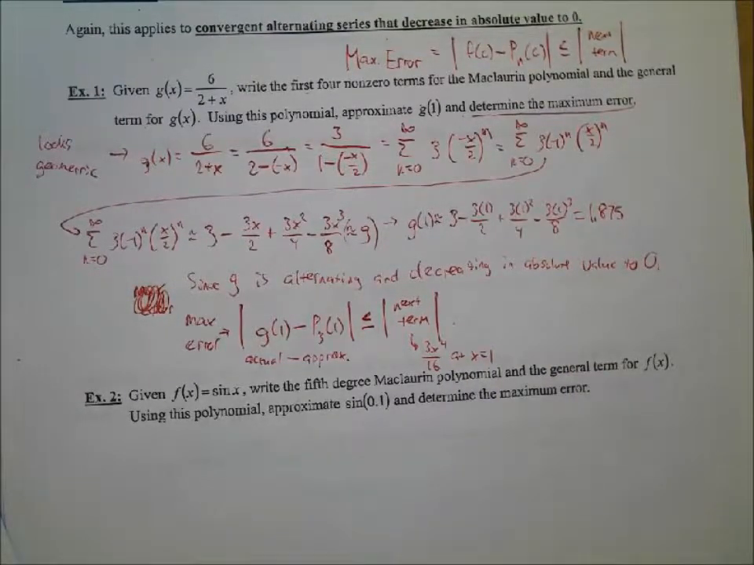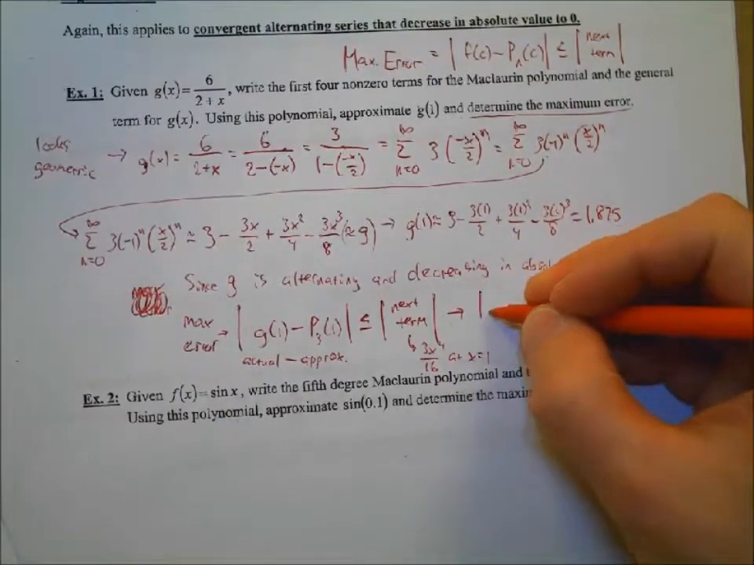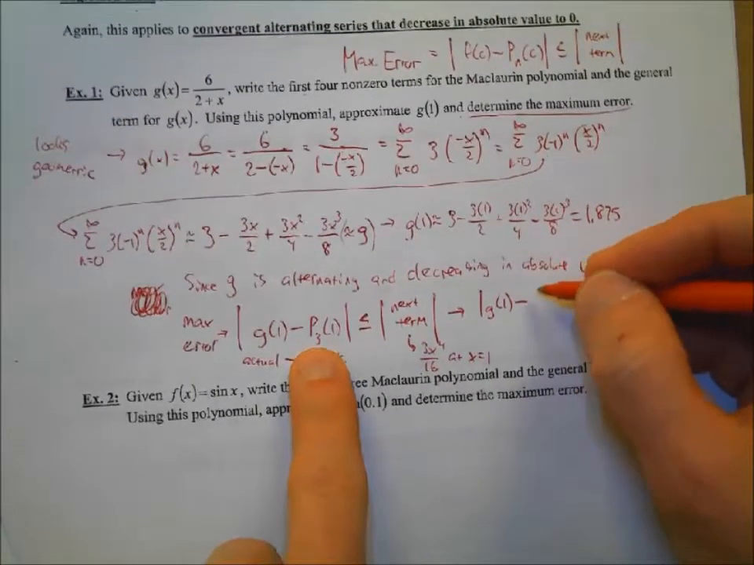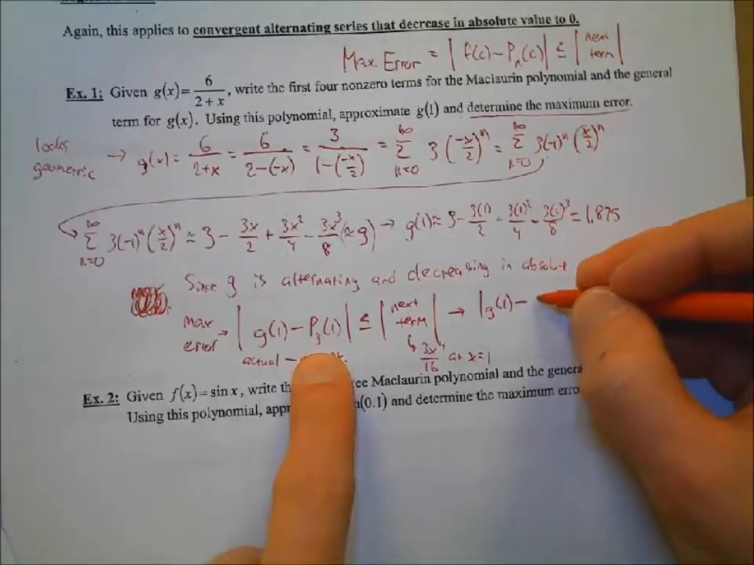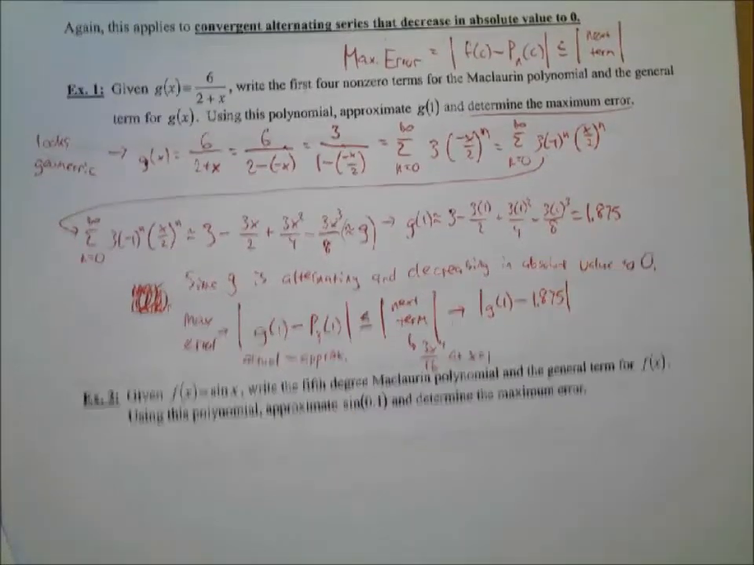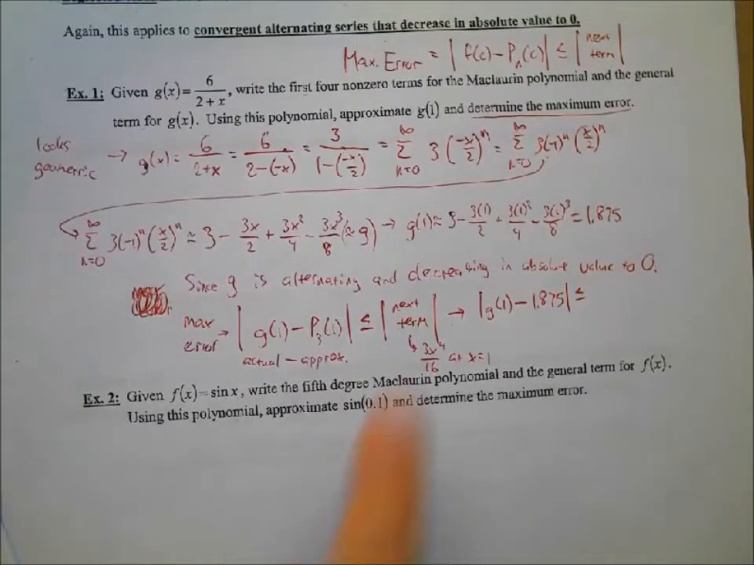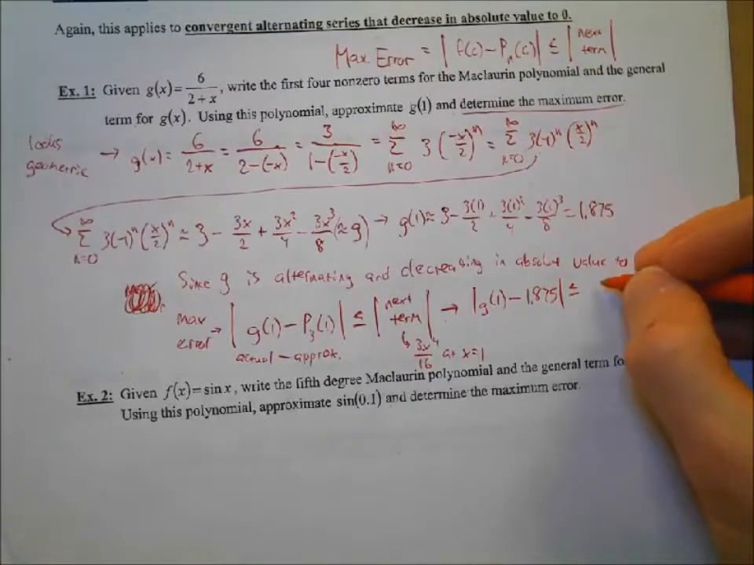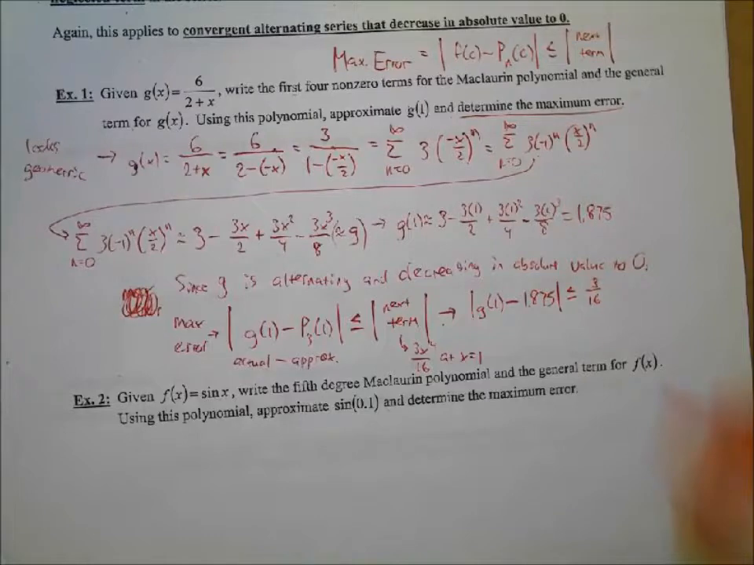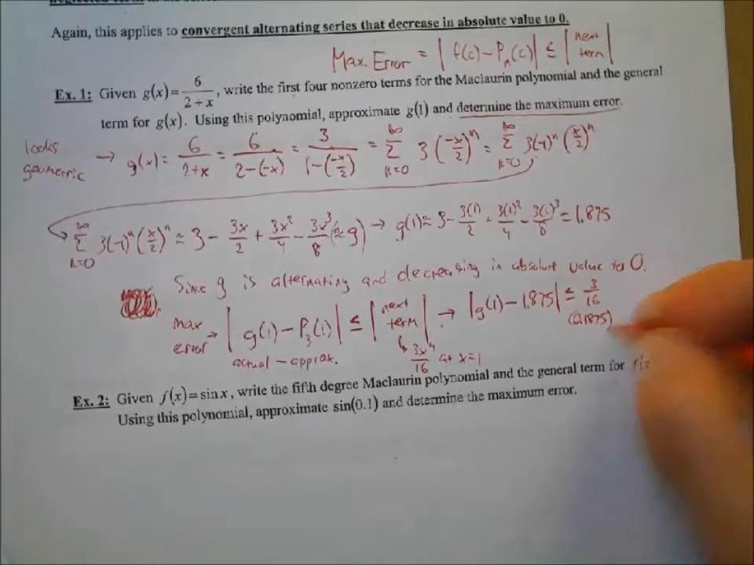So again, just moving things over here. In other words, the actual value of g at 1 minus our third degree polynomial approximation, which as we said was 1.875, if you remember, that actual difference is going to be less than or equal to the value at that next term, which is just going to be 3/16. Which coincidentally happens to be, and this isn't always the case, 0.1875.